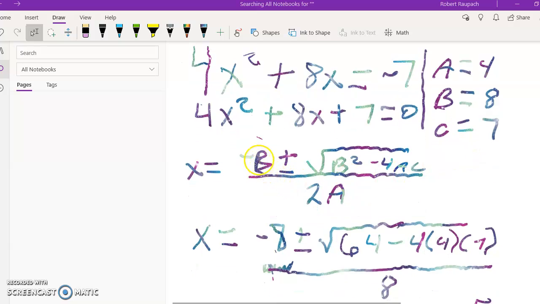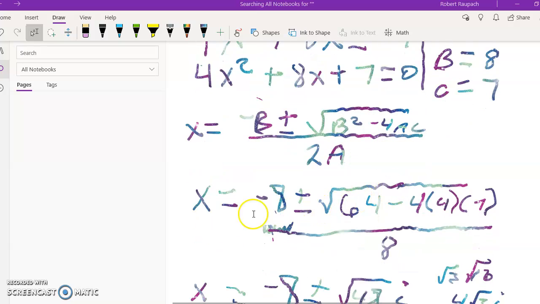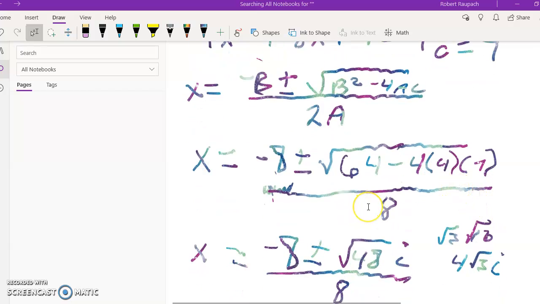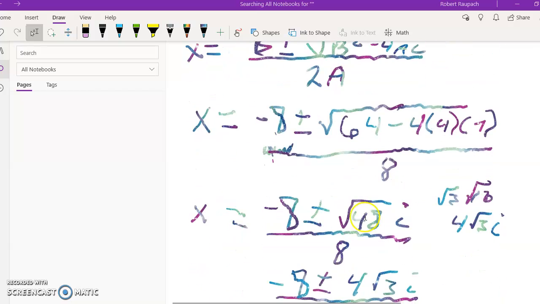Okay. The formula says to take negative b plus or minus the square root of b squared minus 4ac, all over 2a, which gives us negative 8, because b is positive 8, the formula says negative, plus or minus b squared, so 8 times 8 is 64, minus 4 times a, which is 4, times c, which is 7, all over 2 times a, which is 2 times 4, which is 8, which gives us negative 8 plus or minus the square root of negative 48i when you do this math right here.